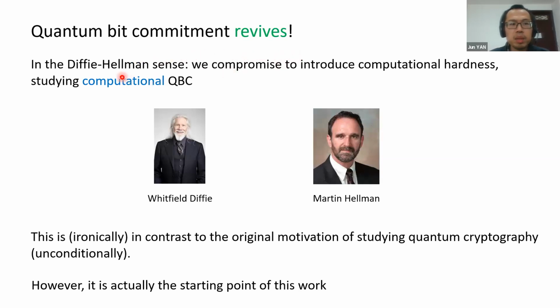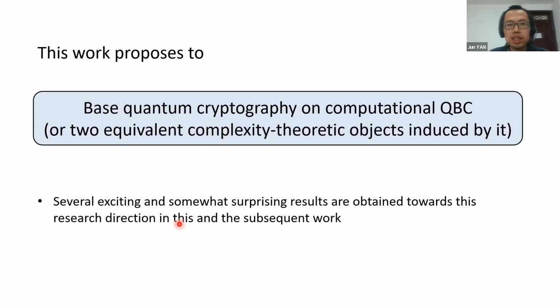And also in the Diffie-Hellman sense. That is, we compromise to introduce computational hardness, studying computational QBC. This is ironically in contrast to the original motivation of studying quantum cryptography unconditionally. However, this is actually the starting point of this work. So in this work, we propose to base quantum cryptography on computational QBC, or its two equivalent complexity theoretic objects induced by it. And we remark that several exciting and somewhat surprising results are obtained towards this research direction in this and subsequent work.